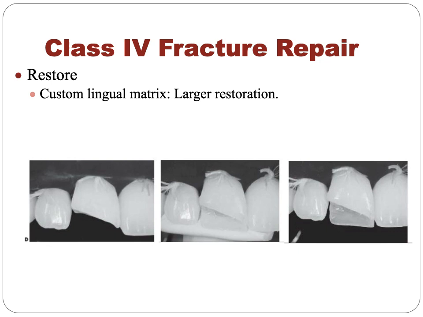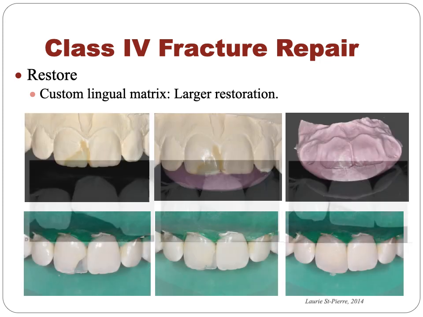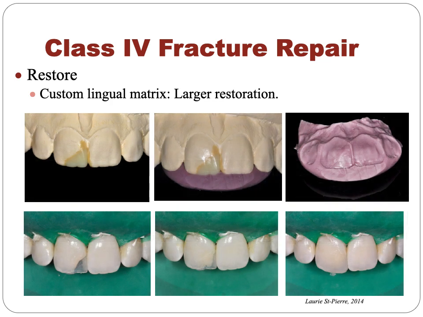Sometimes we have a large class 4 and we can do it in 2 steps. Instead of doing it directly, we can take an impression of the patient and make something called a custom lingual matrix. After that, we will use this custom lingual matrix to restore our tooth. The exact steps: you will first take an impression of the patient, and then we will have a cast, as you see in the first photo starting from the left side.